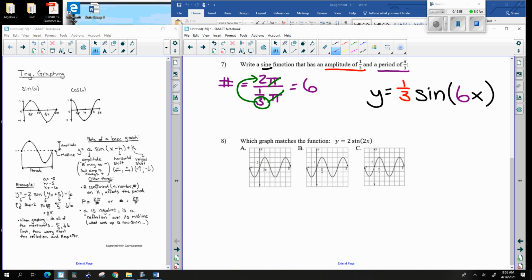Before I get to which one matches, I'm quickly going to identify the amplitude and the period of each one of these pictures. So here the amplitude, notice how each line is 2, so this has a height of 4. Each line is 1, so this has an amplitude of 2. Each line is 2, so this has an amplitude of 4. So right now I already know the answer.